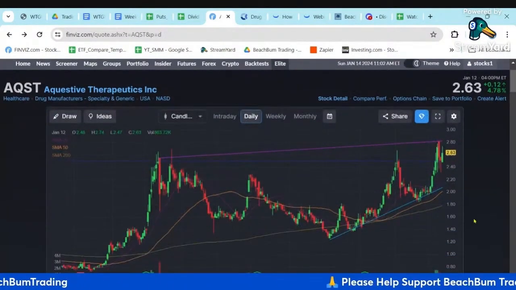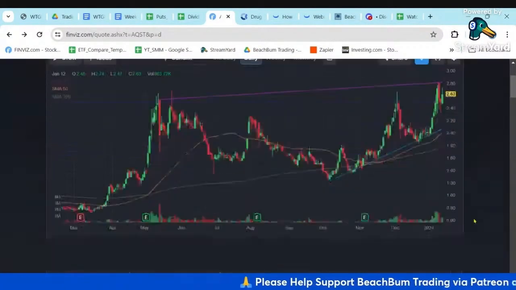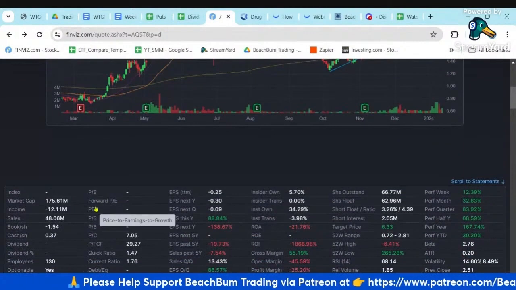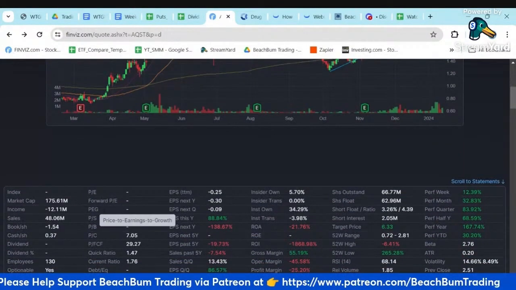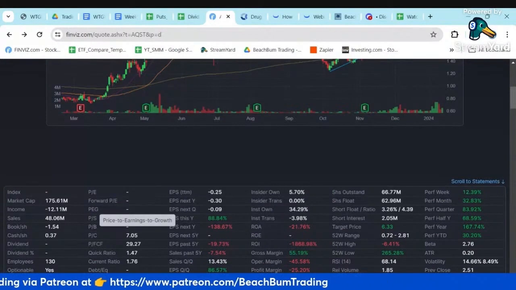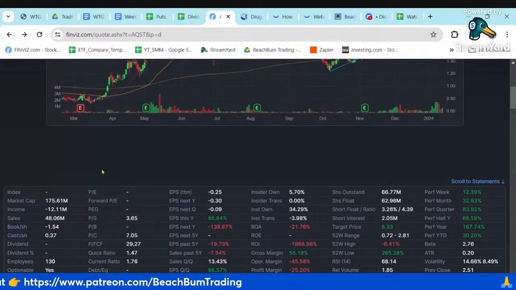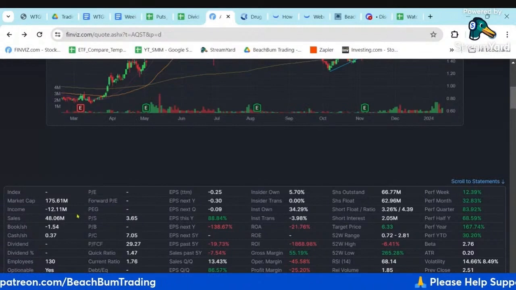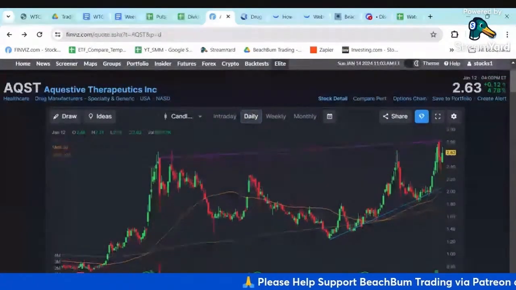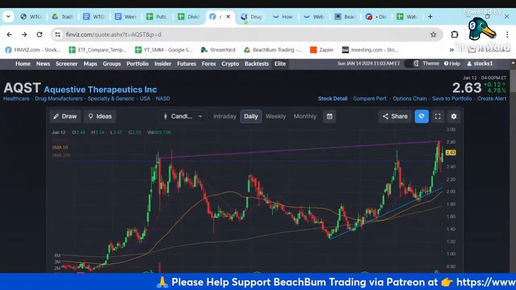But this AQST looks like a pretty attractive biotech. In general, again, it's important to understand their cash position, risk of dilution, etc. And typically, in this current environment, I stay away from big money losers. But again, as biotechs go, from this very quick look at it, it looks pretty attractive.